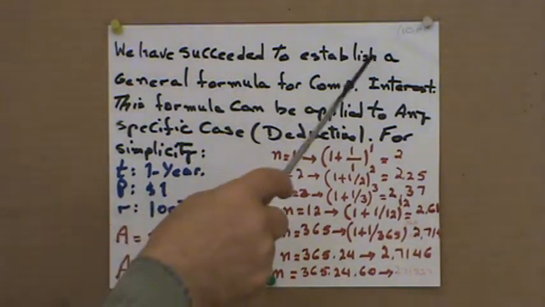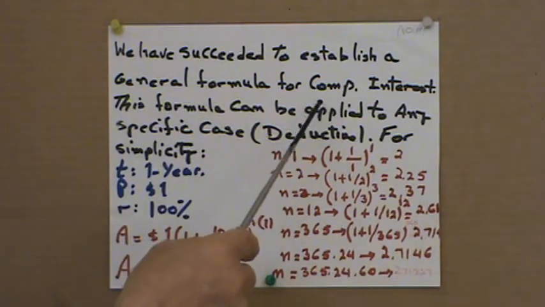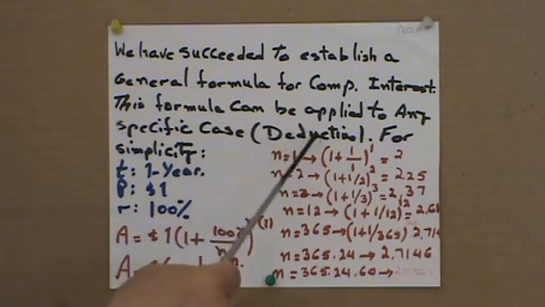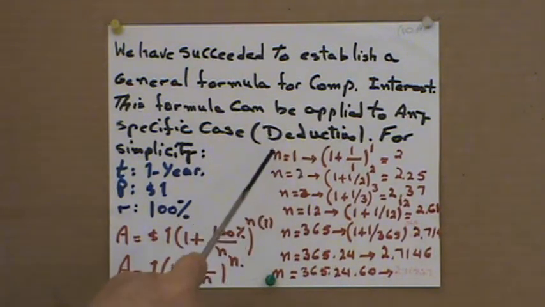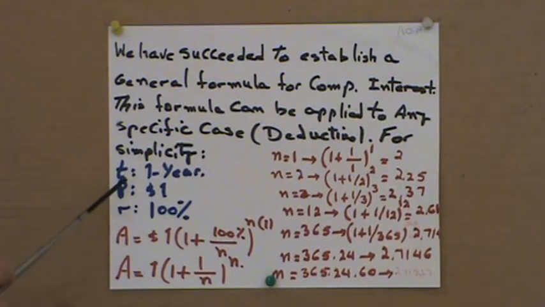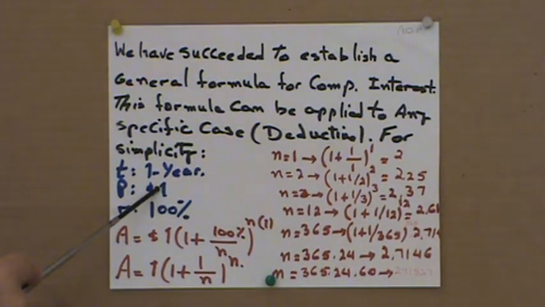Now, we have succeeded to establish a general formula for compound interest. This formula can be applied to any specific case and that is what I already said is deductive reasoning. So the case that I selected is the time t to be 1 year, and then the principal to be $1 and the rate of the interest to be 100%. It couldn't be easier than that.